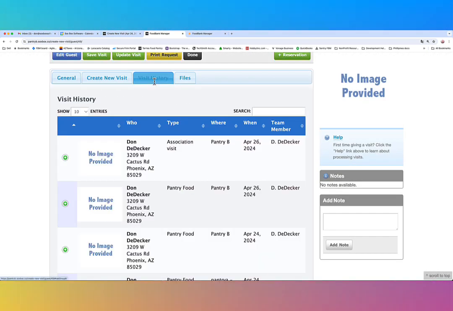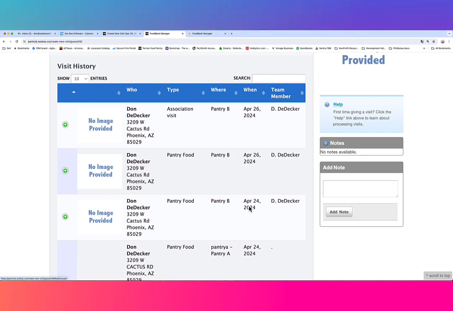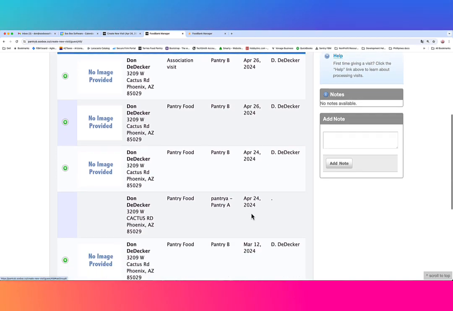So now if I look at history, you're going to see that April 26th, Dawn got a pantry food for Pantry B, and Dawn also got an association visit. But the association visit doesn't count against anything because we allow that every day, just to record it. That's all we're doing. Now Pantry B, as you can see, has an April 26th and April 24th, and they have a Pantry A on April 24th. So technically this week, this person's come 3 times, right?